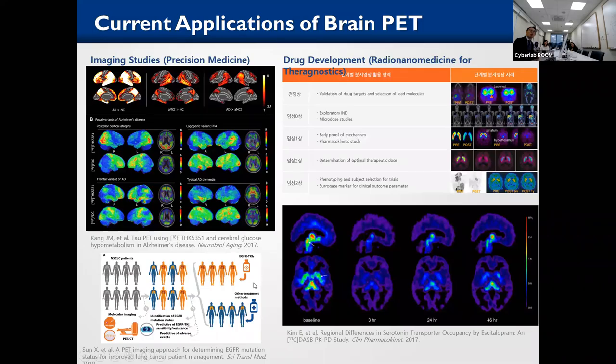So these are maybe current or maybe future applications of brain PET, especially tracer kinetic modeling. Why are they important? They are important for imaging studies for precision medicine or drug development. Kinetic modelers like me emphasize that tracer kinetics are very important for this field.